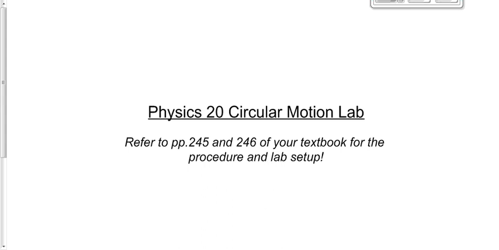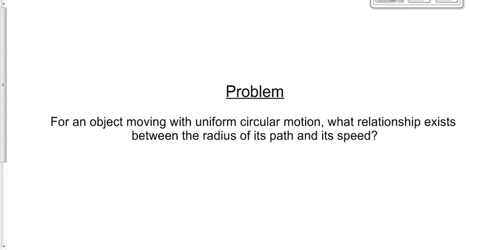Today we're going to do a lab on circular motion to find a relationship between two different variables in the circular motion equation. Specifically, what relationship exists between the radius of the path of an object undergoing uniform circular motion and the speed of the object? So what's the relationship between this and between this?